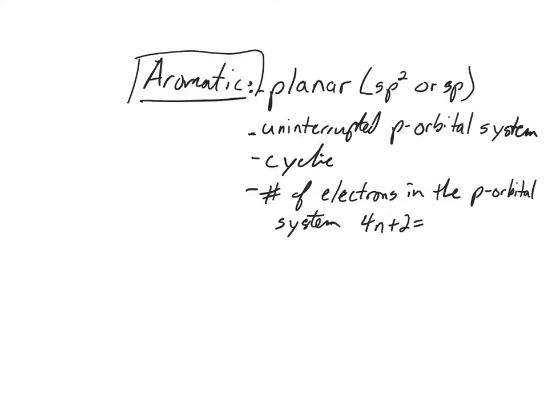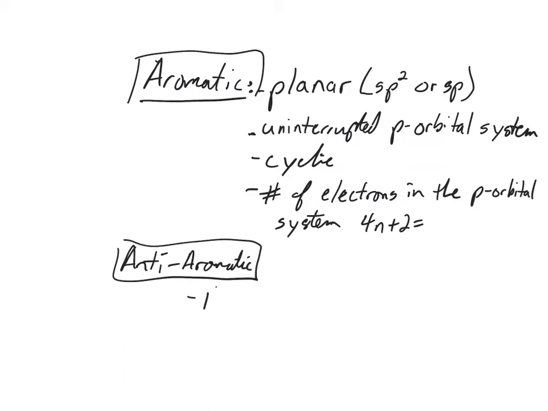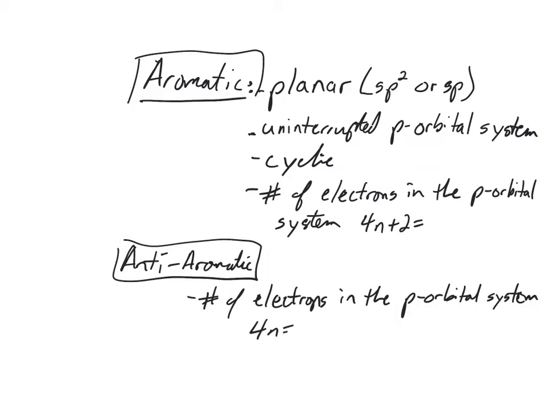The only difference between aromatic and anti-aromatic, everything is exactly the same, except the one difference is the number of electrons in the p orbital system. In that case, it's 4n that is equal to that. So you can start to think about how many electrons need to be in these systems.